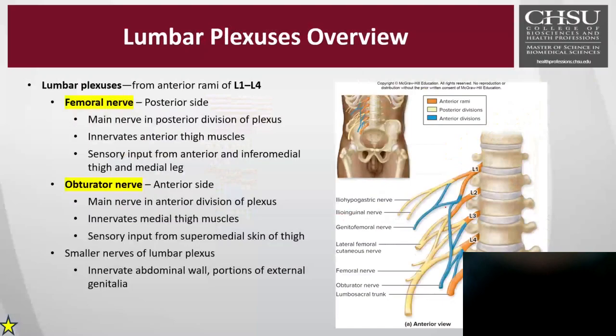Okay, so over here, highlighting some of the key nerve functions. The femoral nerve is on the posterior side. The main nerve, it innervates mostly the anterior thigh muscles. We'll go over the muscles in a second. It also provides sensory input from the anterior and inferior medial aspects of the leg and the skin. The obturator is going to go from the anterior side, and this one is the main nerve that supplies the medial thigh muscles. It also provides sensation from the superior medial skin of the thigh. And then we also have some of the smaller ones that expand out that we're not going to have a name for, but the nerve roots can then attach to the abdominal wall.